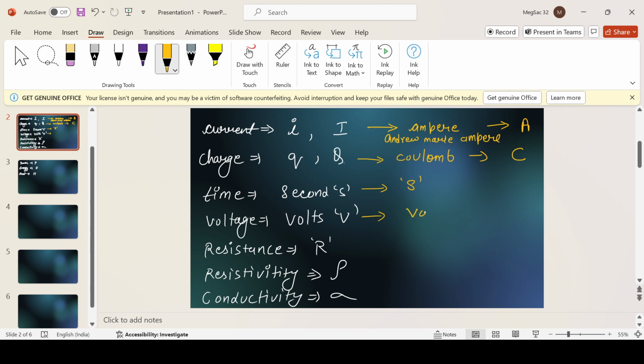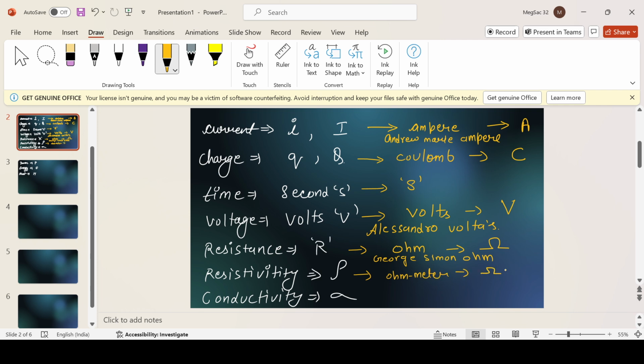Voltage is measured in volts, denoted by capital V, and the scientist's name is Alessandro Volta. Then for resistance, it's a constant unit, we can say. Resistance is given by the unit ohm, and the symbol is this. The scientist who gave this is Georg Simon Ohm.